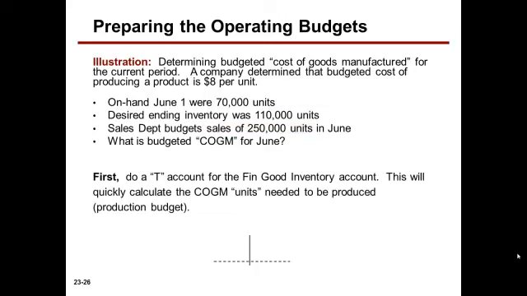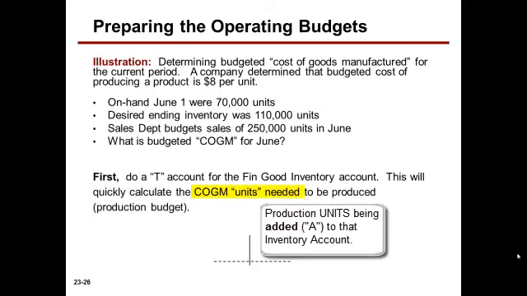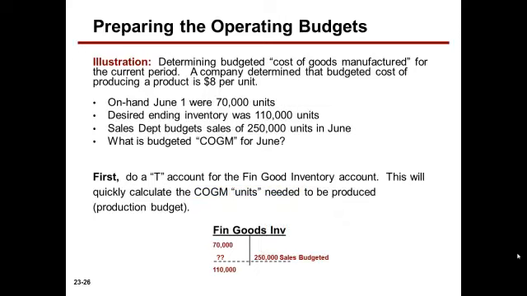First, let's do a T account for the finished goods inventory account. This will quickly calculate the COGM, or cost of goods manufactured units, needed to be produced. In other words, the production budget. So finished goods inventory, these are all in units. 70,000 beginning, 110,000 ending, sales of 250,000. We need to back into the additions to finished goods, or cost of goods manufactured, for the month.